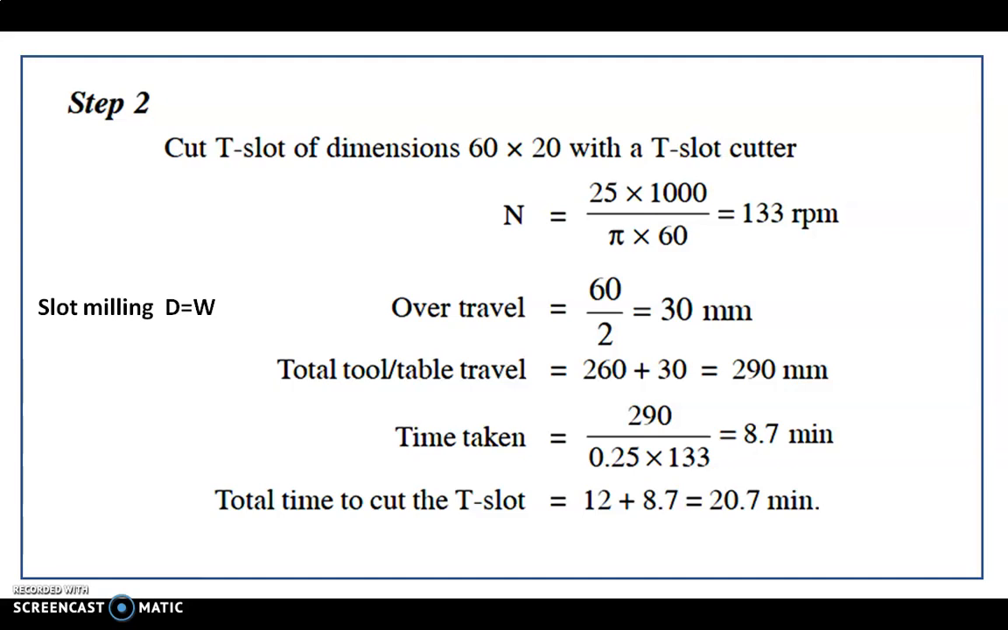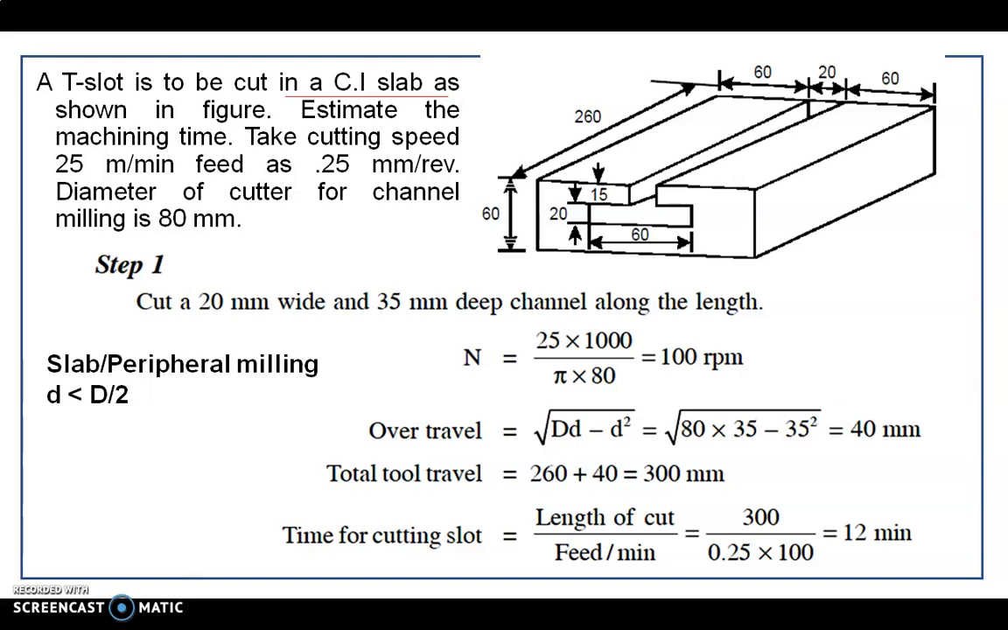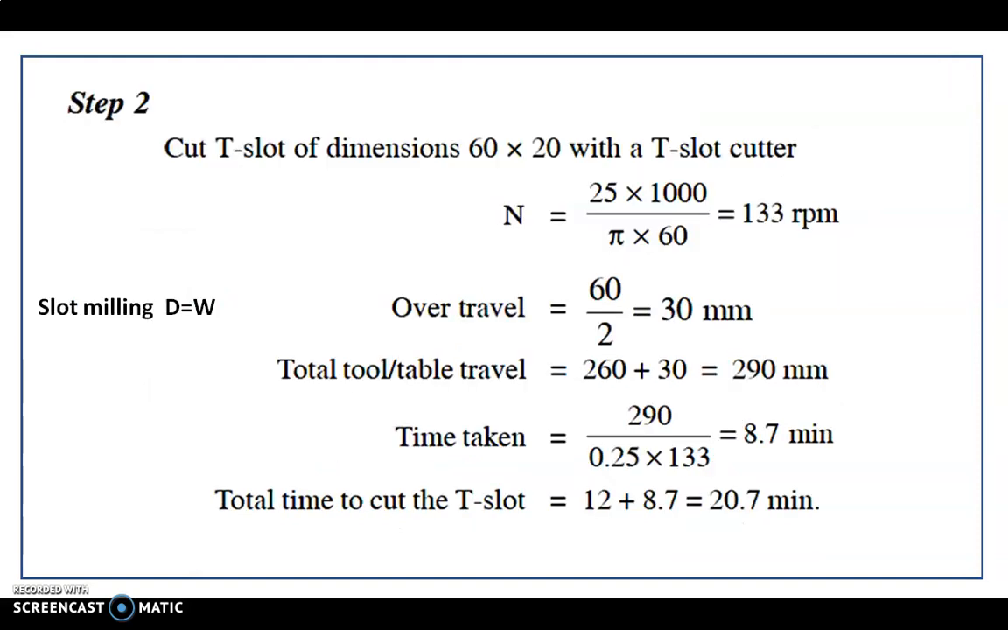So the total time taken for T slot milling is going to be 290 divided by 0.25, that's the feed given in the problem itself, multiplied by 133, that's the speed. That works out to be 8.7 minutes. So in order to cut completely, we need both the T slot cutting as well as the channel cutting. So the total time to complete the workpiece is going to be 12 plus 8.7 minutes. That works out to be 20.7 minutes.